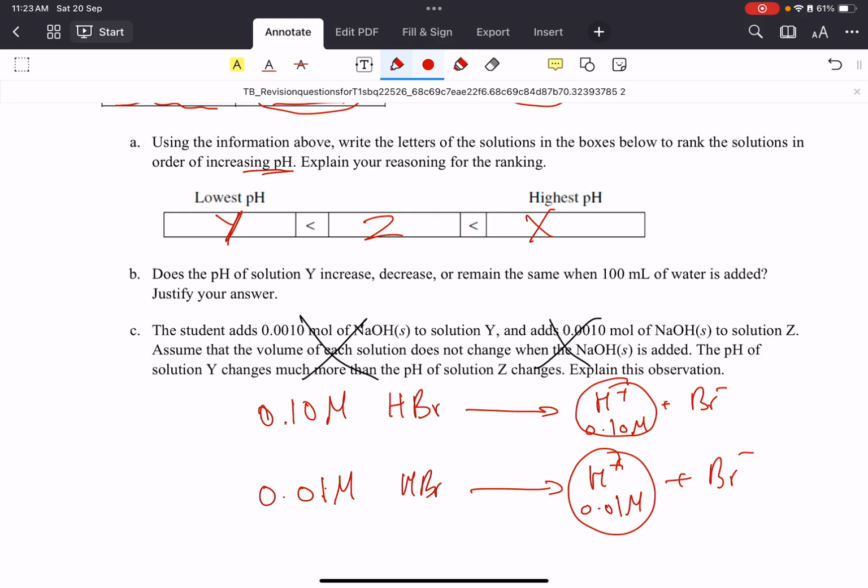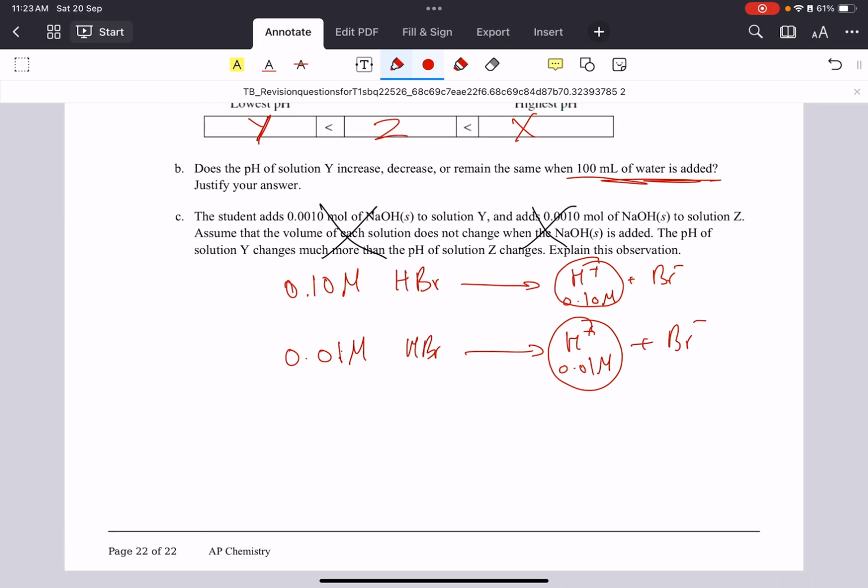So that's the question. Because we're going to get a lesser amount of H+, the pH is going to be higher for this new solution. And that's it.